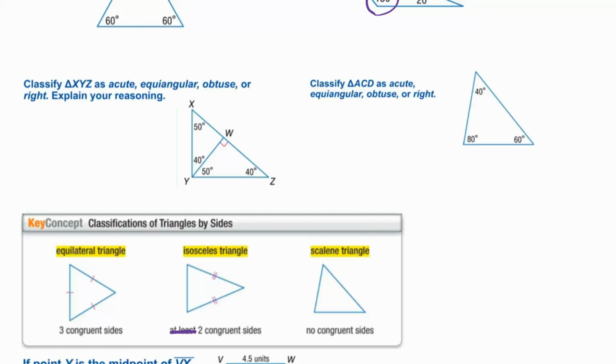The next one asks us to classify triangle XYZ. So this triangle here, XYZ. Looking at this, we know by angle addition, we can add these two together to equal 90 degrees. So it is a right triangle. The next problem asks us to classify the triangle as acute, equiangular, obtuse, or right. All the angles in this triangle are acute, so it is an acute triangle.